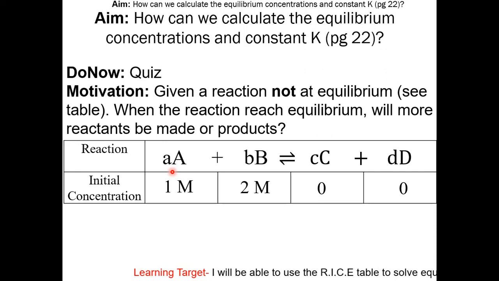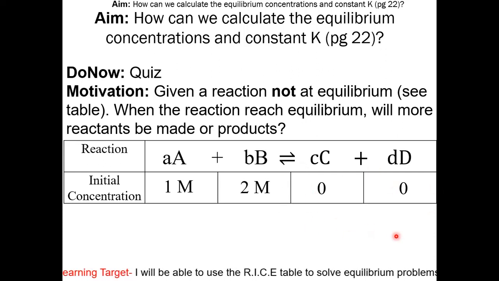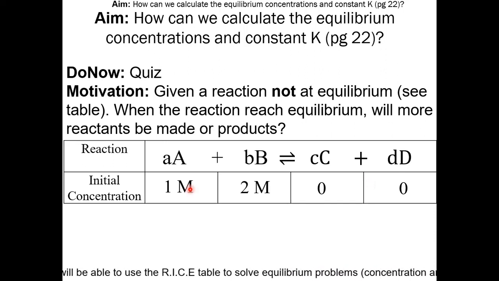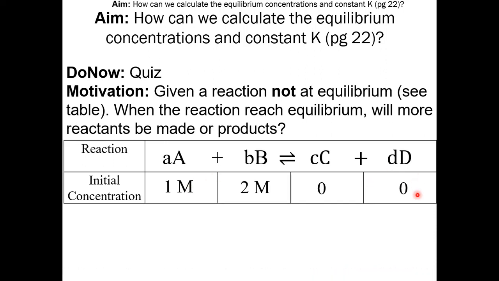So when the reaction reaches equilibrium, will more reactants be made or products? Since there's no products to begin with, as the reaction approaches equilibrium, products will be made from the reactants. Since a reaction at equilibrium typically has a mixture of reactants and products, the reaction will shift right towards the products as the reaction approaches equilibrium.